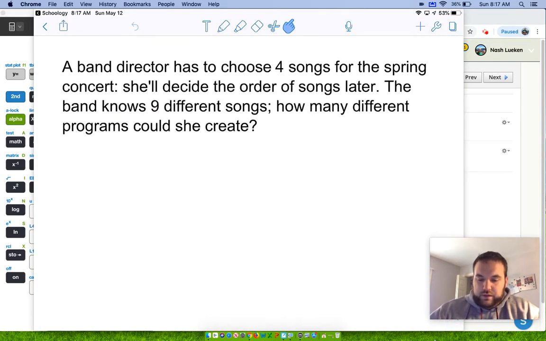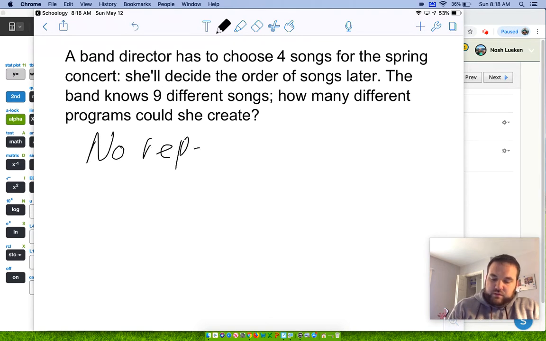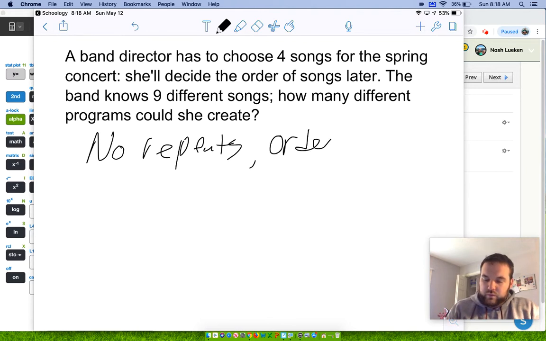So a band director has to choose 4 songs for the spring concert. She'll decide the order of the songs later. That phrase is in there to tell us that the order does not matter, that she chooses them. The band knows 9 different songs. How many different programs could she create? Well, there are obviously going to be no repeats here. So this is not FCP. Order doesn't matter.